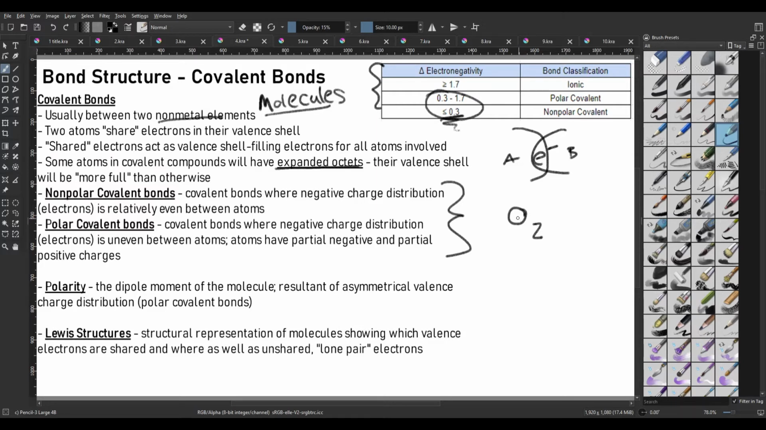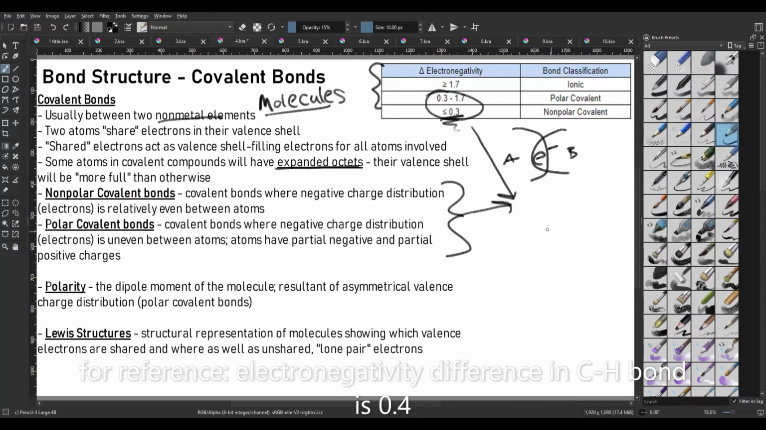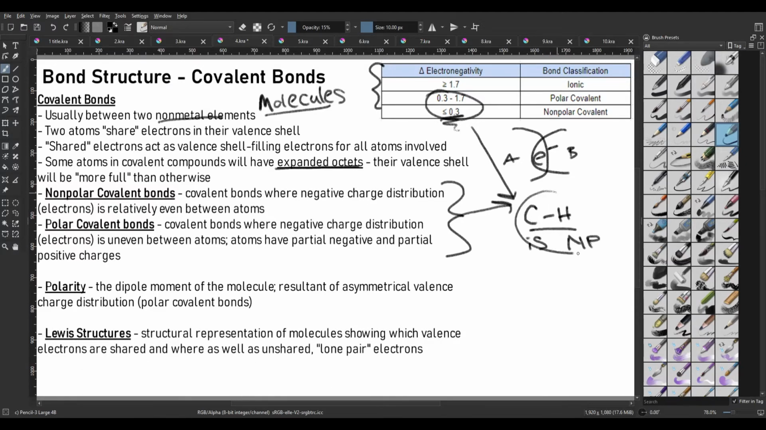Now, some bonds are going to be different elements, but they're still going to have this lower electronegativity. An important thing to note about nonpolar covalent, even though our chart up here says nonpolar is only up to 0.3, a carbon-hydrogen bond is considered nonpolar covalent, just because it's so prevalent, especially in organic chem. So remember this. This is important to understand. Even though our chart says this up here, it's important to have as a reference.